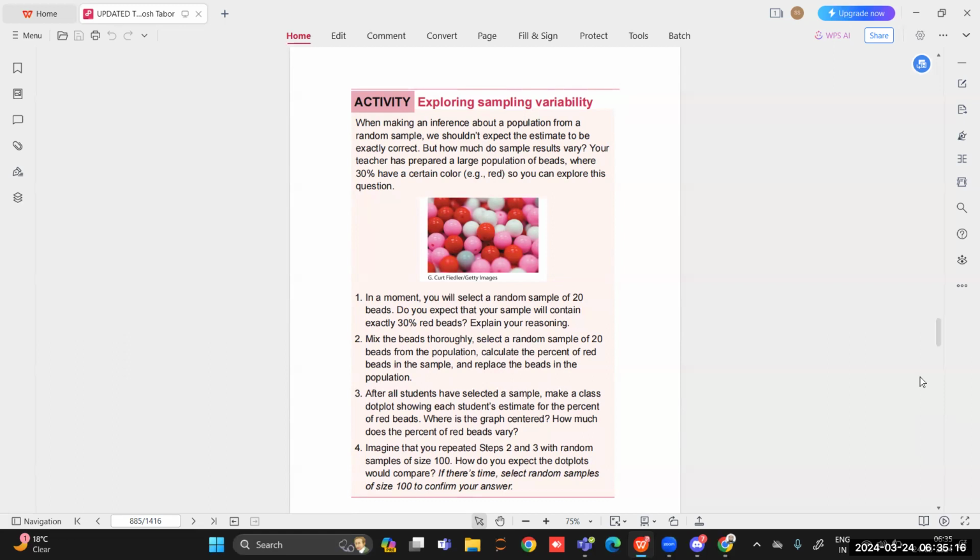So I'm reading this question again. When making an inference about a population from a random sample, we shouldn't expect the estimate to be exactly correct. But how much do sample results vary? Your teacher has prepared a large population of beads where 30% have a certain color, for example red, so you can explore this question. In a moment, you will select a random sample of 20 beads. Do you expect that your sample will contain exactly 30% red beads? Explain your reasoning.